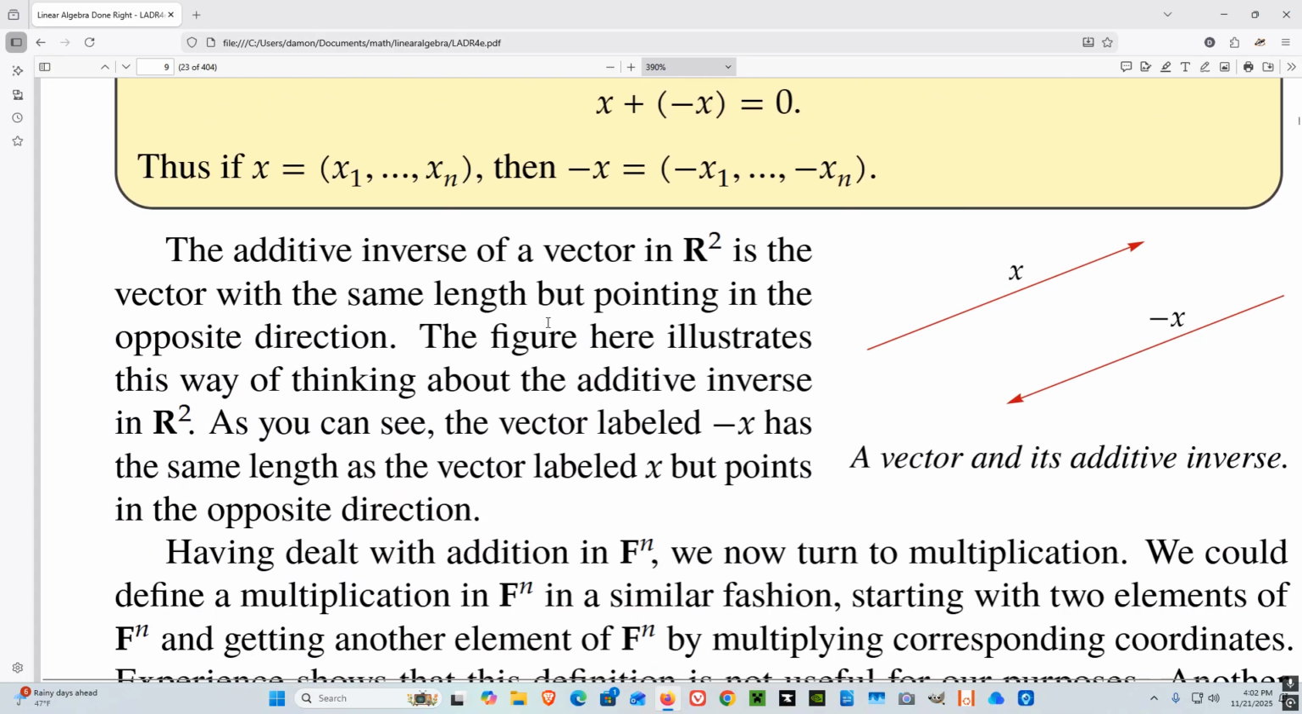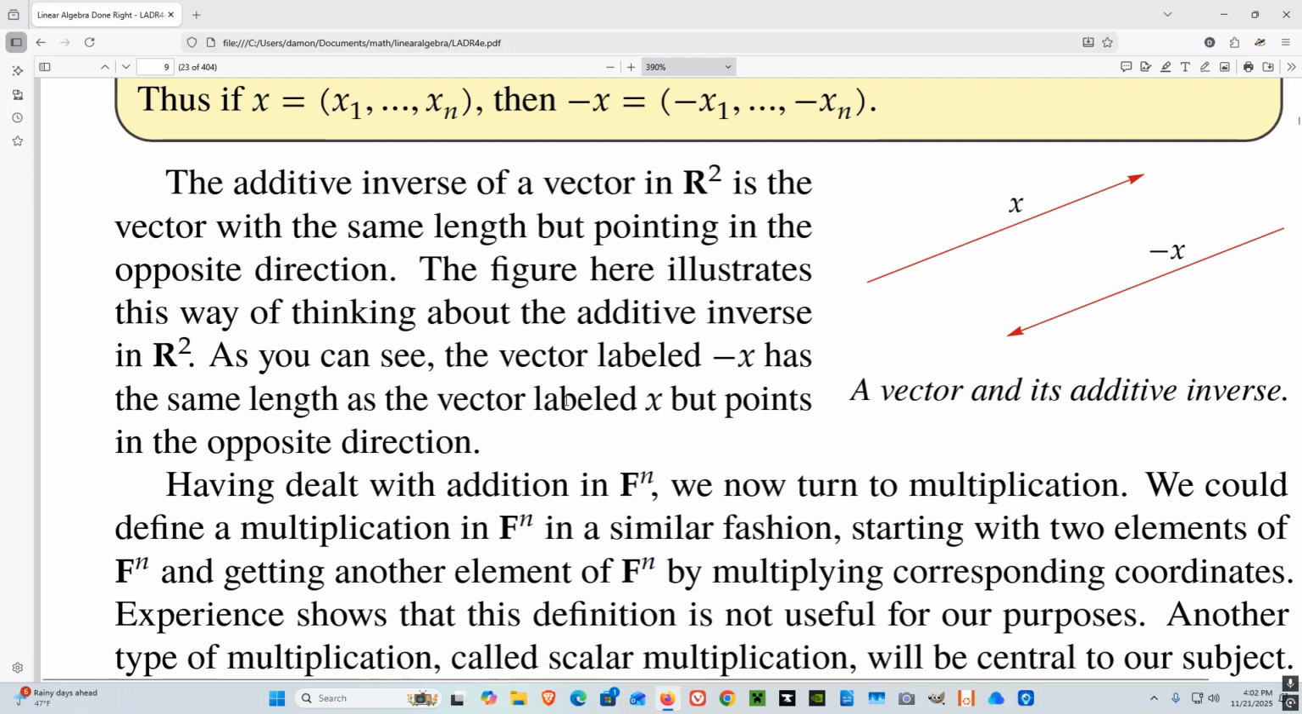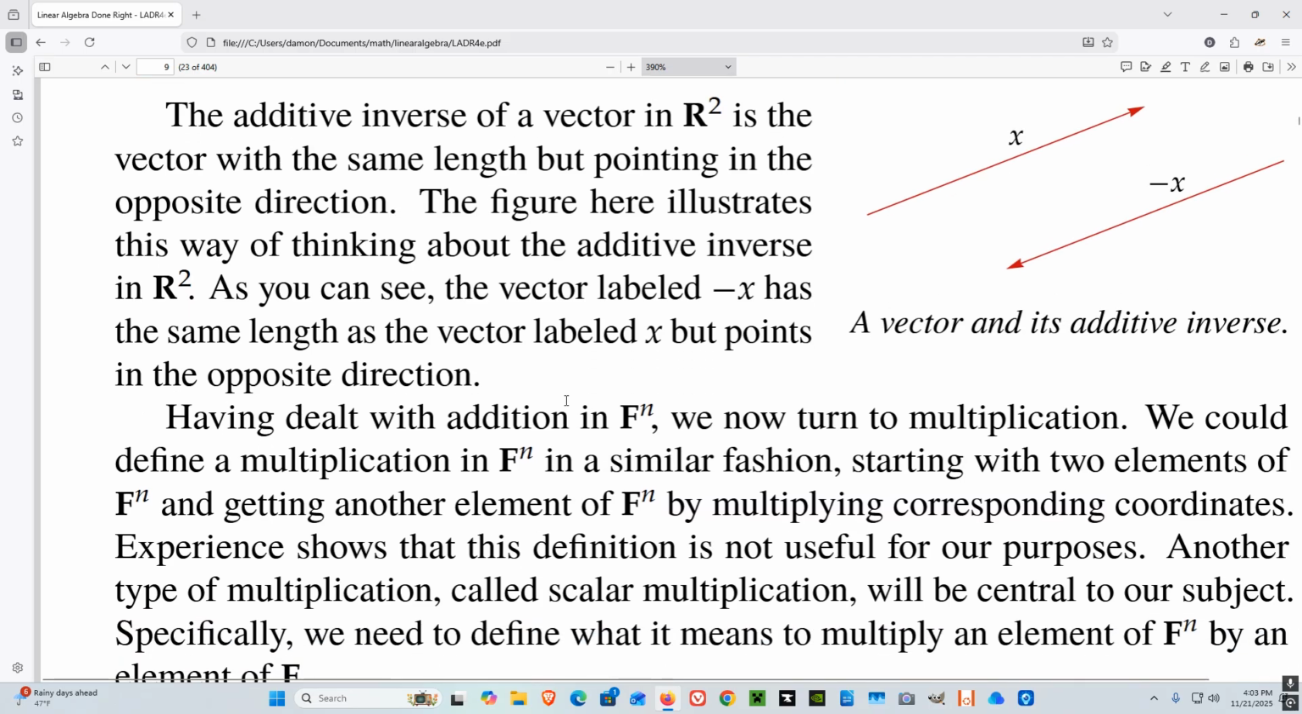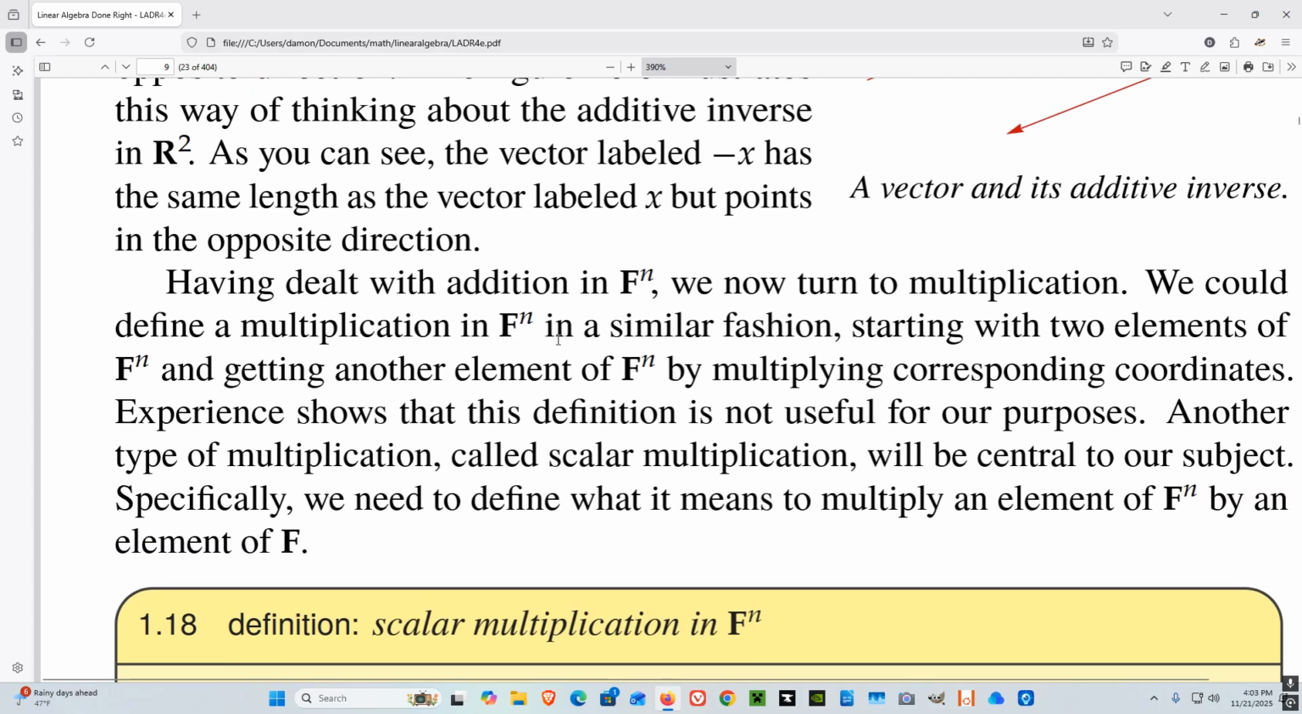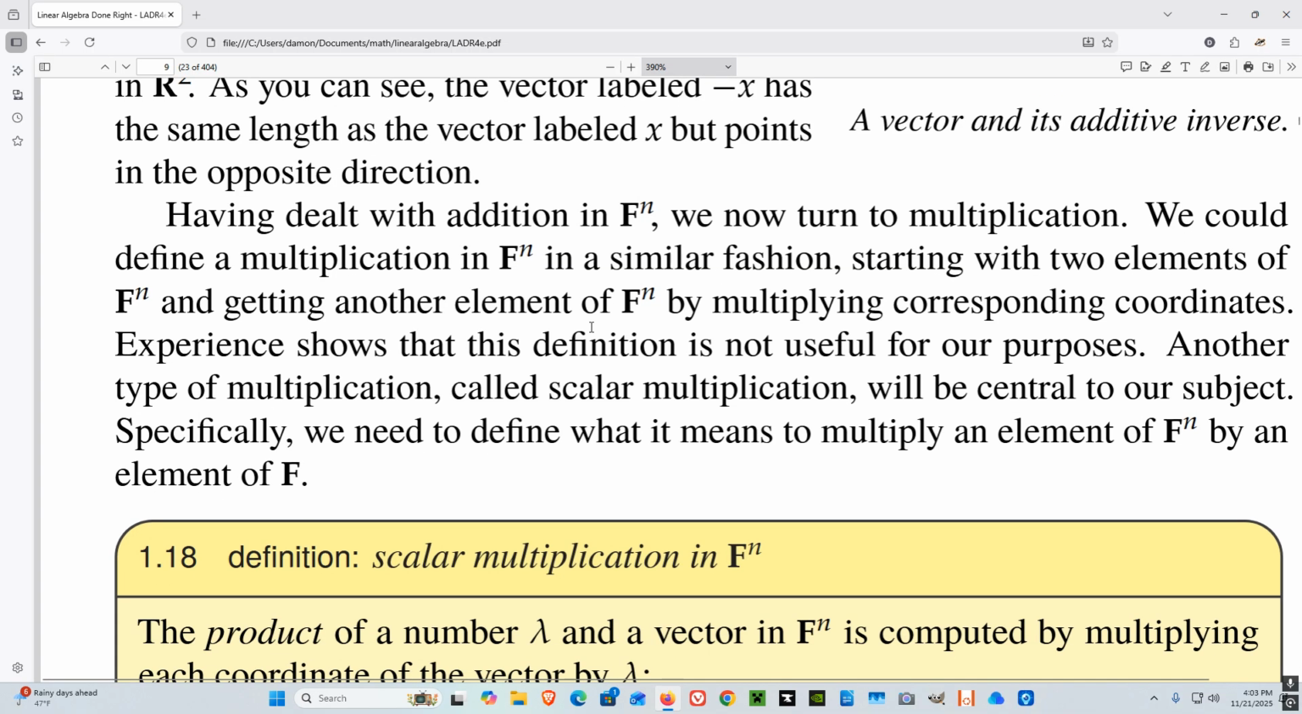The additive inverse of a vector in R^2 is the vector with the same length but pointing in the opposite direction. The figure here illustrates this way of thinking about the additive inverse in R^2. As you can see, the vector labeled negative x has the same length as the vector labeled x, but points in the opposite direction. Having dealt with addition in F^n, we now turn to multiplication.